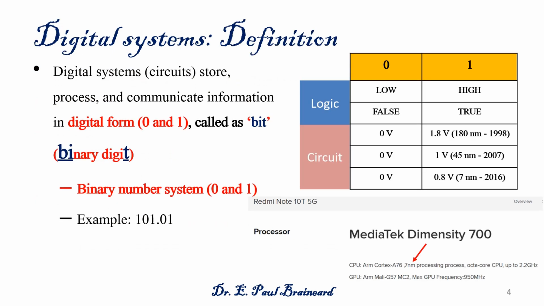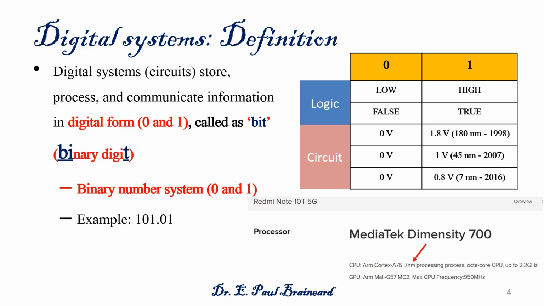Before we look at what 0 and 1 represent, we will discuss what a digital system is. A digital system is a device that stores, processes, and communicates information in digital form. 0 and 1 are called bits. Bit stands for binary digit.